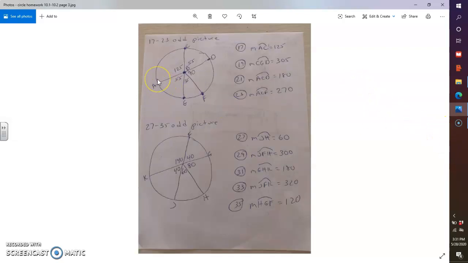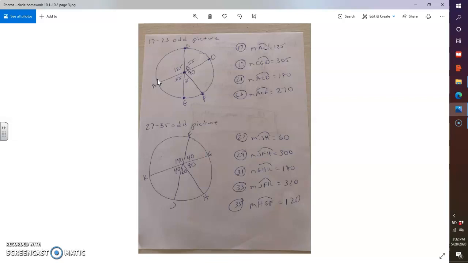As we move on to the 17 through 23, what's important here is to use what you've previously learned. CBD and ABG are vertical angles, so therefore they both have to be equal. And ABD is a straight line, so those angles have to add up to 180. 55, 35, and 90 have to add up to 180. 125 and 55 have to add up to 180. Those are linear pairs. And once I have my central angles, the central angles equal the arc they create. So arc AC is going to be equal to 125 because it's created by a central angle, it's 125.